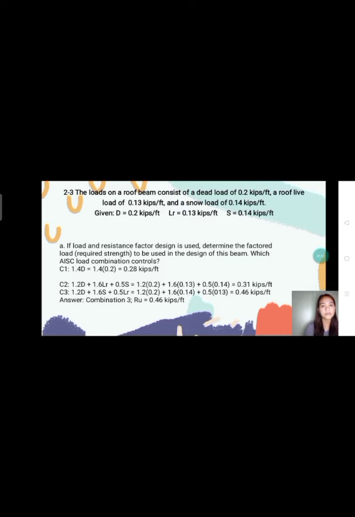For the combination of 3, 1.2 D, where D is equal to 0.2, you only have to substitute its value, plus 1.6 S plus 0.5 LR, equal to 0.46 kips. So among the 3 combinations, the largest will be combination 3, and the factored load is equal to 0.46 kips.